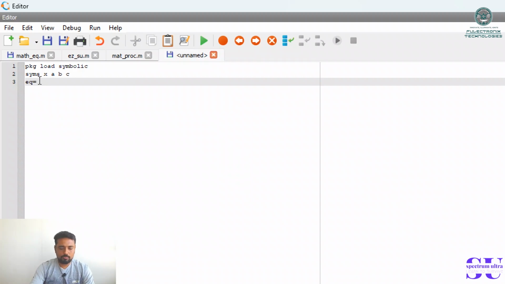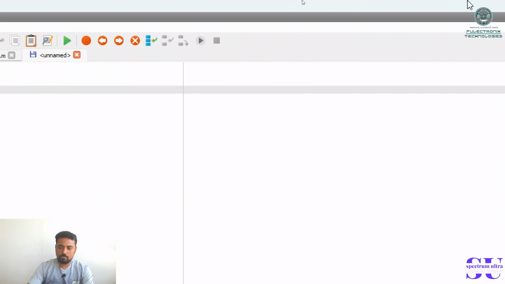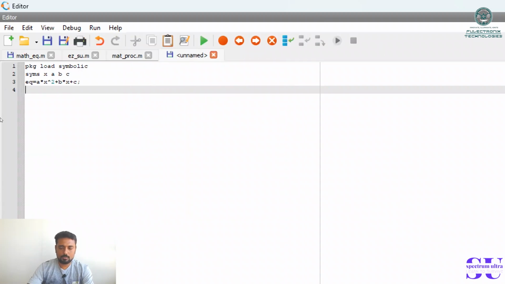Now we'll give some equation, for example a x square plus b into x plus c. You can see that x, a, b and c are all variables that we have already declared. Next we have to write the solution of this one, so we'll give the name of the solution as solution. Again, you can use whatever name you want.